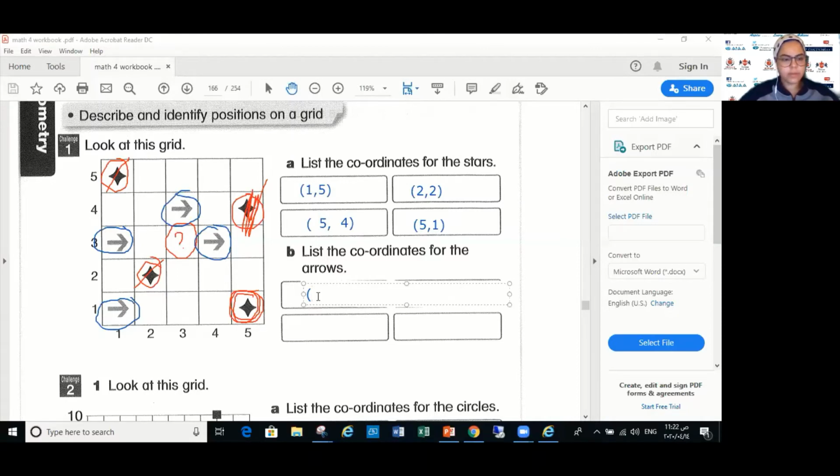The coordinates is... Quickly. We have a lot to do. Hurry up. 5 in the x-axis. We don't have any arrow in 5. 1, 5. Yes.